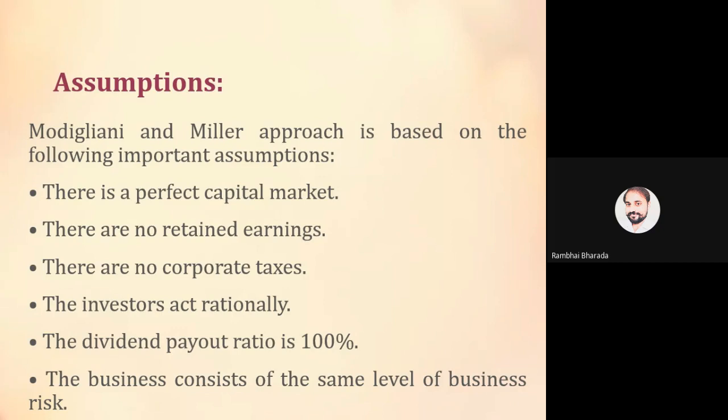Next one and last one. Business risk remain same. Level of business risk remain same, constant. Again, वापस से repeat करते हैं. Perfect capital market, no retained earning, no corporate tax, investors are rational, 100% dividend, and business risk remain same.